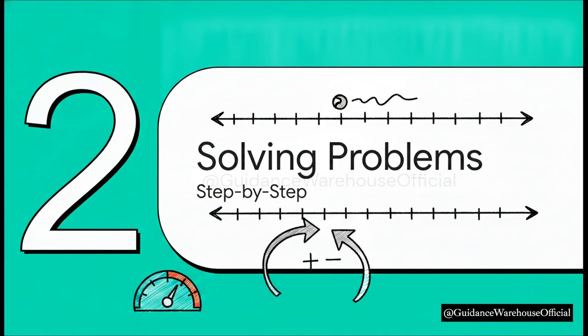Section 2. Step-by-step problem solving. Let's make this a bit easier to digest with a concrete example. Imagine a particle moving along a line with a velocity function of v of t equals 3t minus 5, measured in meters per second, over the time interval from 0 to 3 seconds. Our goal is to find the total distance it traveled.